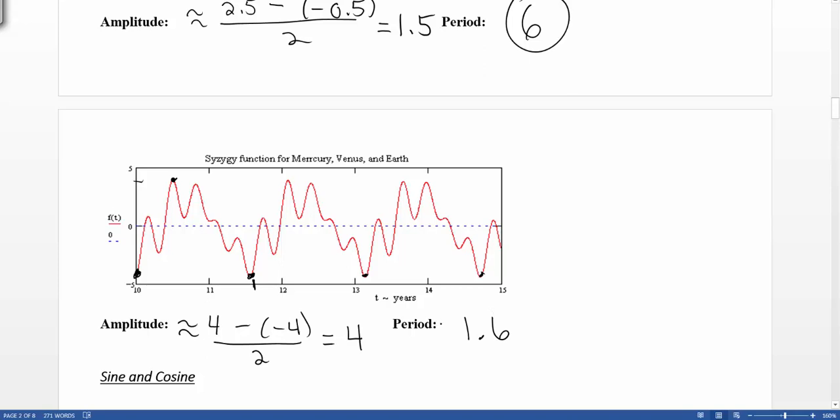So again, this is an approximation. You may have come up with 1.7, 1.65. That's all okay as long as you're in the ballpark of what I estimated as well.